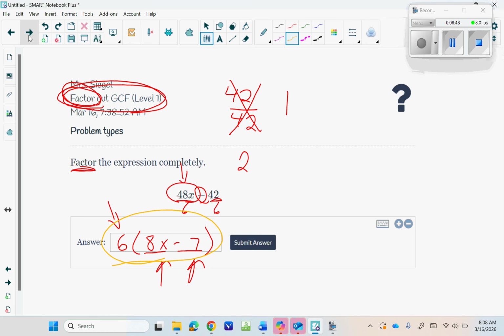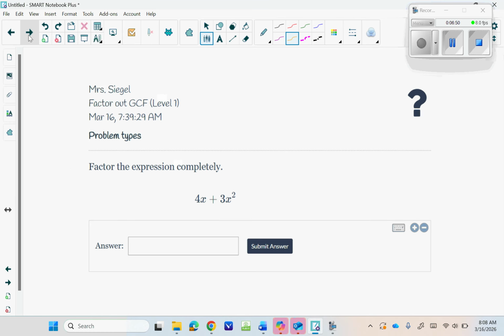Okay, let's try another one. Let's do this one. Okay, so notice, guys, that this one, they do not have a number in common. So there's not a number that goes into both 4 and 3 evenly besides 1, but we don't need to factor out a 1. But I do notice that the variable, they share an x. So I'm going to take the x with the smallest exponent, that's what is going to be my GCF. So I'm going to pull out the x, and then I'm just going to divide both sides.